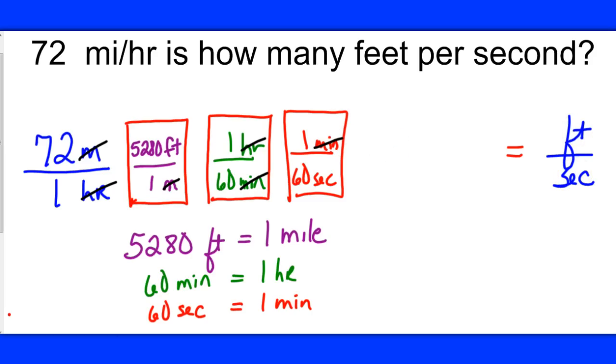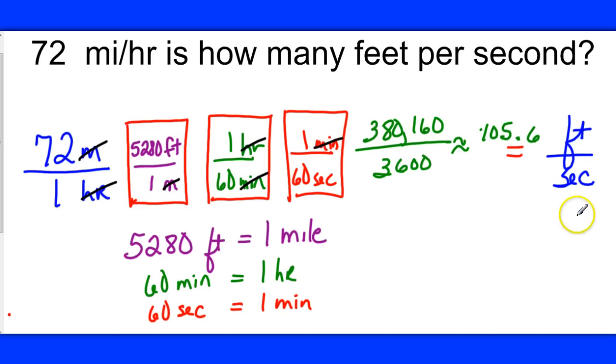So now I'm just going to work this out. So now I'm just going to multiply straight across, and that's going to give me 380,160 feet in 3,600 seconds, which reduces to approximately 105.6 feet per second. This is a great tool for science.